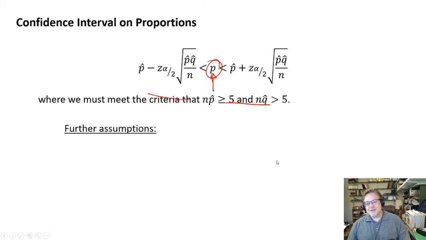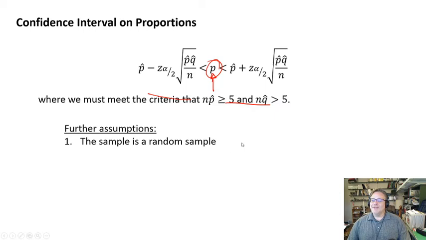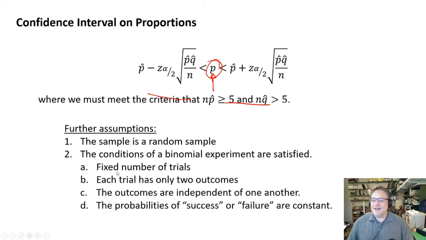Here are some additional assumptions that are involved with this. First of all, the sample is a random sample. That's pretty standard. You should be pretty aware of that assumption at this point. And also, you might recall this involves a binomial experiment here. And so the conditions of a binomial experiment are satisfied. A fixed number of trials. Each trial has to have only 2 outcomes: yes, no, success, failure.